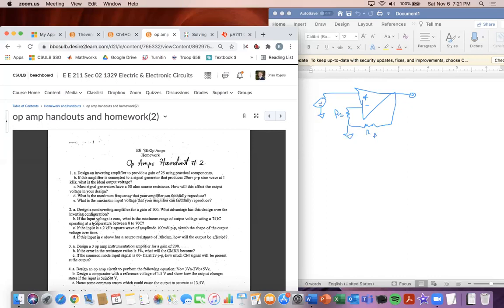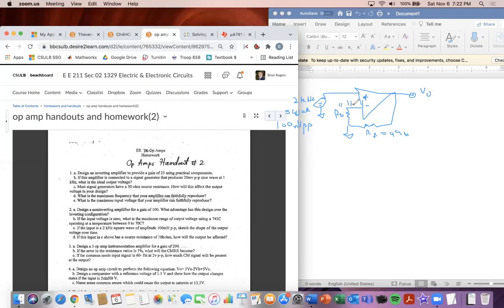And then it said if the input is a 2 kilohertz square wave of amplitude 100 millivolts peak to peak, and it said sketch the shape of the output voltage over time. So this is our V out here. Remember here we set this feedback to 99K, and this one to 1K, to give us the gain of 100 for a non-inverting amp.